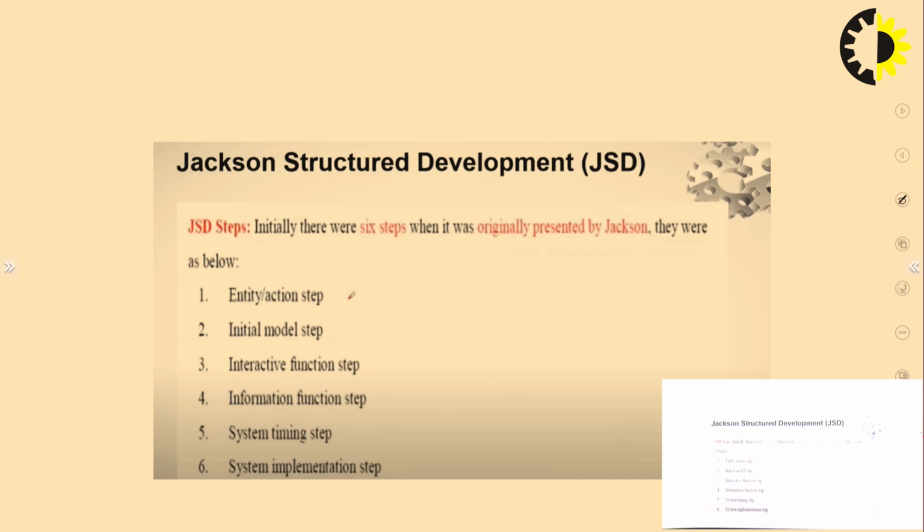Next point is Jackson structure development. Initially there were 6 steps when it was originally presented by Jackson. They were as below. First is the entity action step, second is the initial model step, third is the interactive function step, fourth is the information function step, fifth is the system timing step, and sixth is the system implementation step.